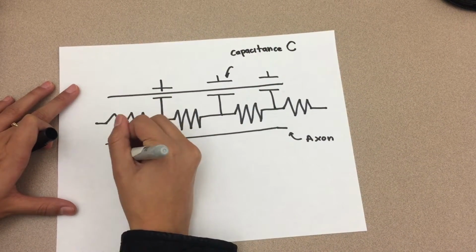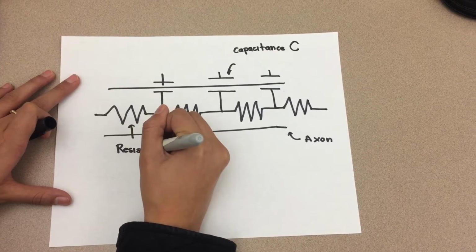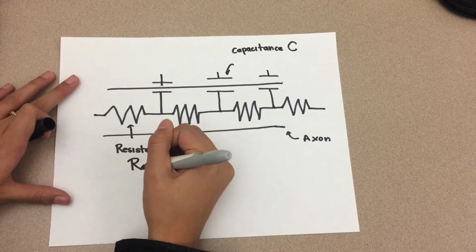Eventually, after the action potential travels, the ion concentrations go back to resting levels and the cell turns back to -70 millivolts.